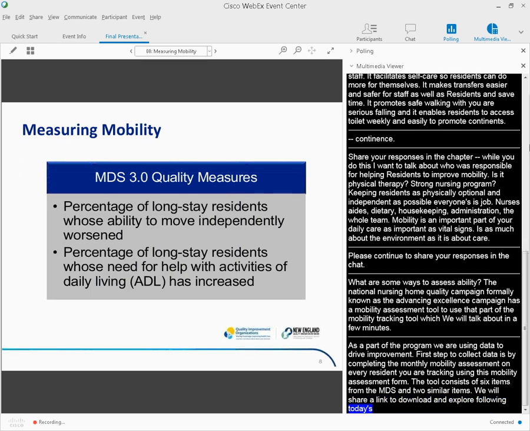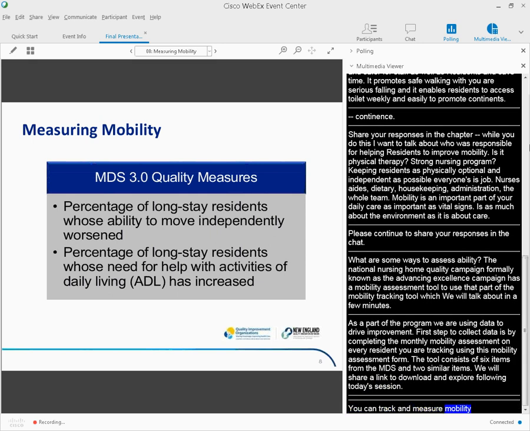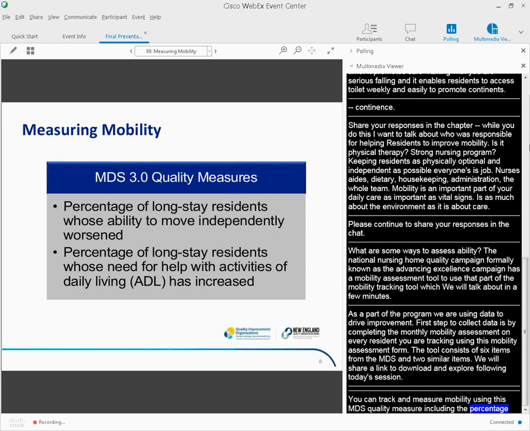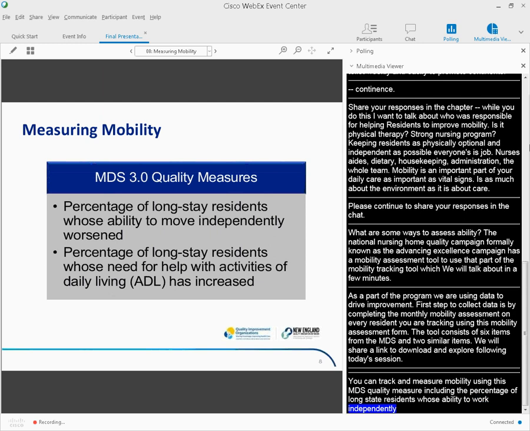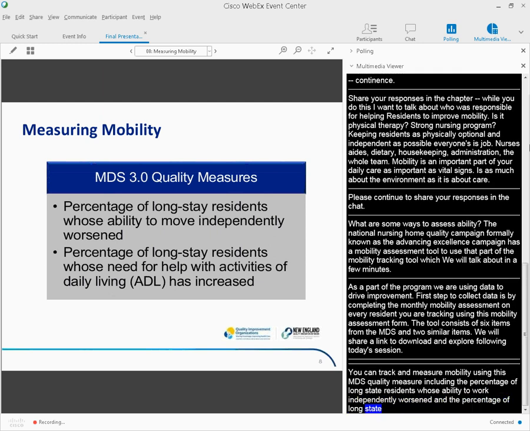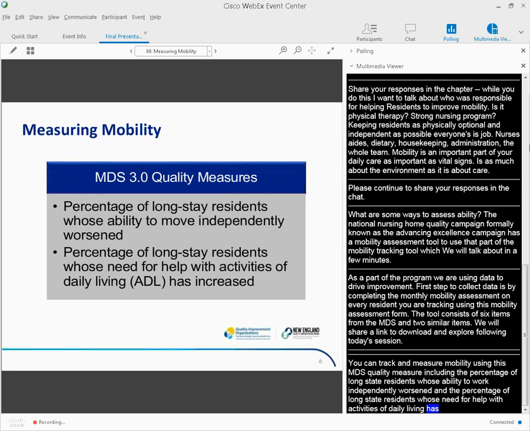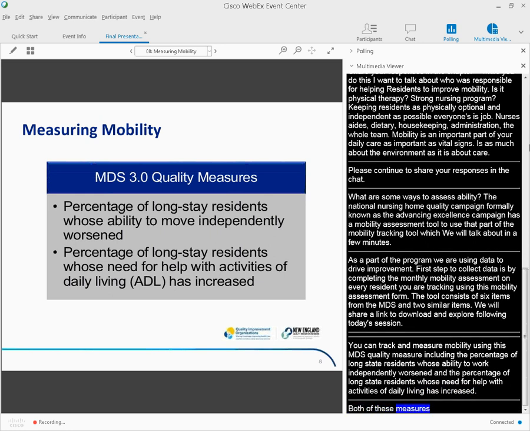You can also track and measure mobility using the MDS 3.0 quality measures. This includes the percentage of long-stay residents whose ability to move independently worsens, and the percentage of long-stay residents whose need for help with the activities of daily living has increased. Both of these quality measures are publicly reported on the Nursing Home Compare website and make up part of your overall 5-star quality rating.